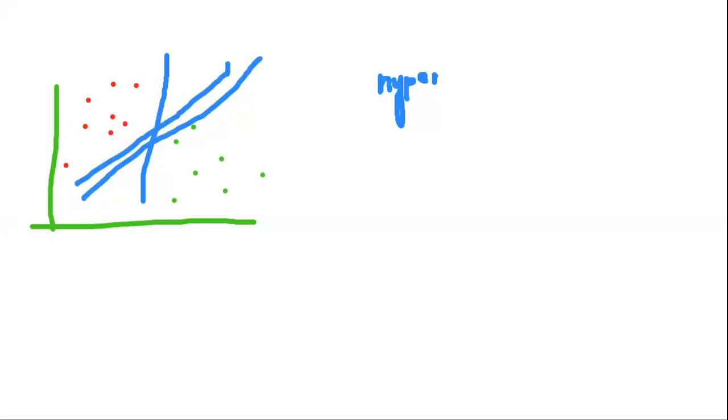Consider the high margin or optimum line. To consider that, I will explain it. Let us assume these are the different lines. Out of all these lines, I'm taking one line like that, and I'm taking one more line like this.